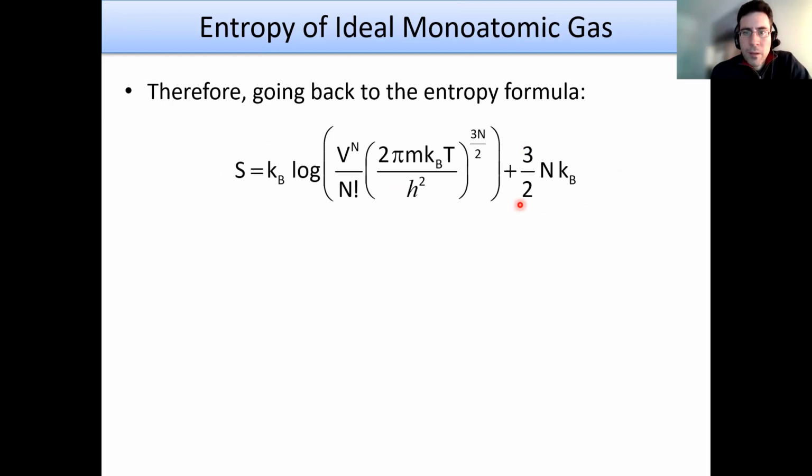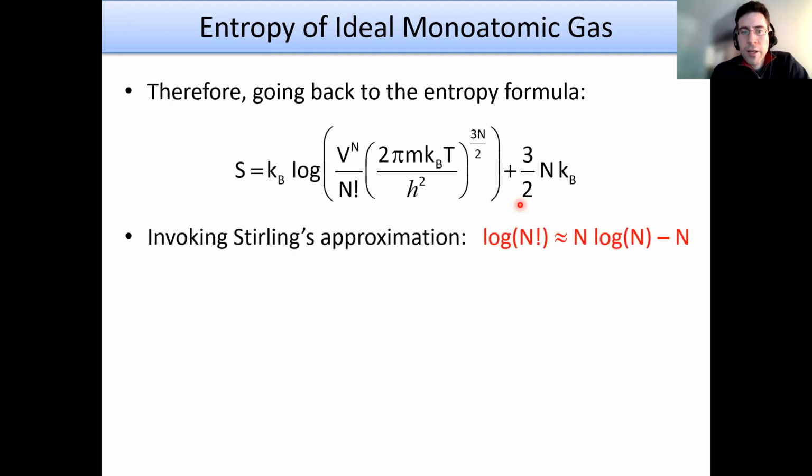Now, in statistical mechanics, we're often going to use the so-called Stirling approximation for the logarithm of a factorial. The approximation by Stirling tells us that the log of n factorial is approximately equal to n log n minus n. And of course, I said approximately equal to. There are some higher order terms that I have neglected here.